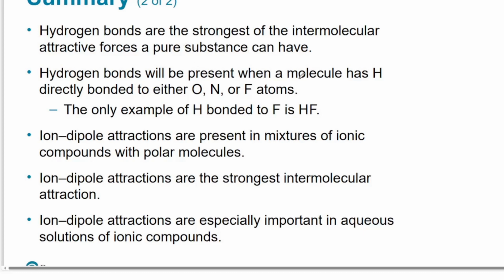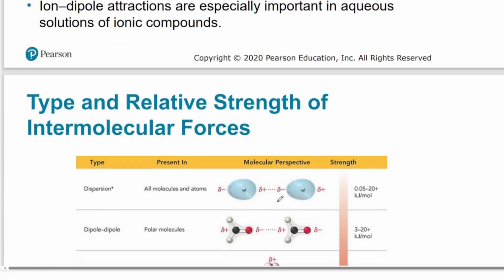Okay, hydrogen bonds are present when a molecule has a hydrogen directly bonded to an oxygen or nitrogen, or in the case of HF, to a fluorine. Ion dipole interactions are present in mixtures of ionic compounds with polar molecules. And ion dipole interactions are the strongest intermolecular interactions that are present in generally aqueous solutions, which is where we're going to see them mostly.